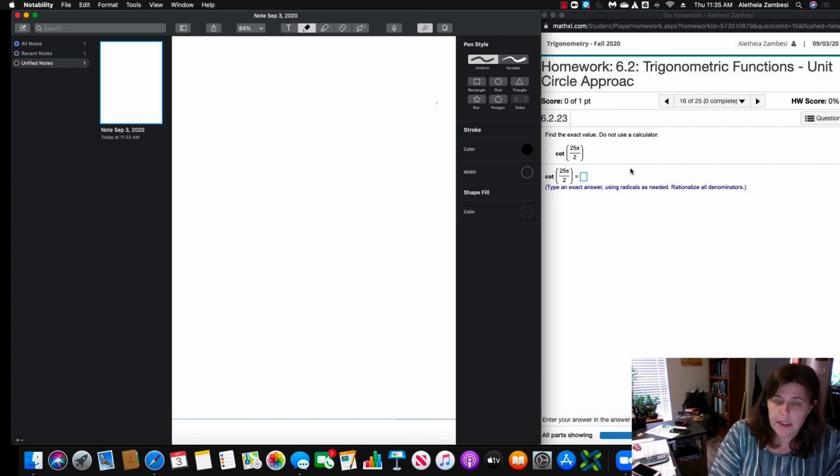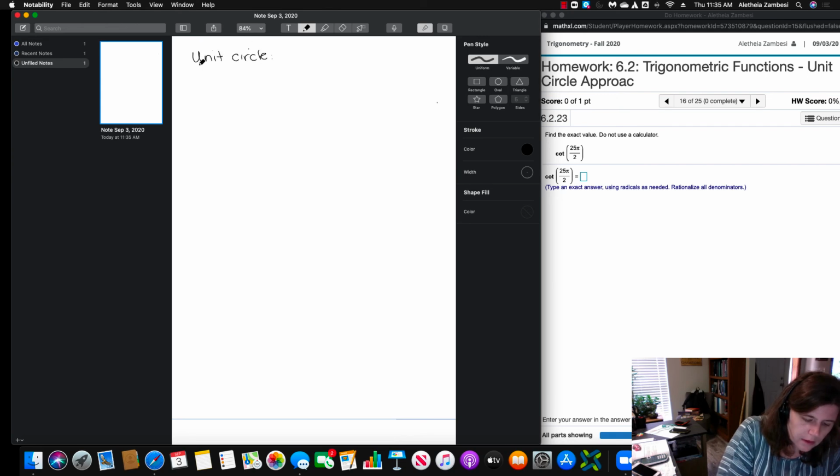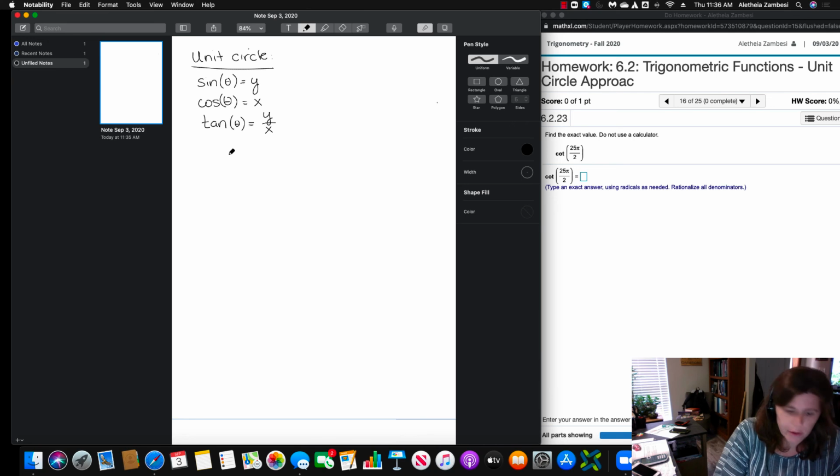The first one is the relationship between the trig functions. So remember that if you're dealing with the unit circle, then the sine of the angle that you're referring to is equal to the y coordinate on the unit circle. The cosine of the angle is the x coordinate. If you are looking for the tangent of the angle, it's y over x or sine over cosine.